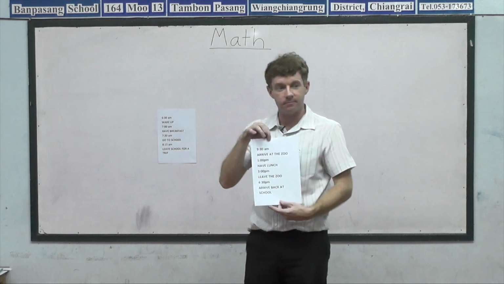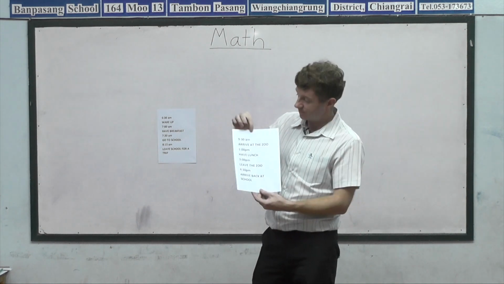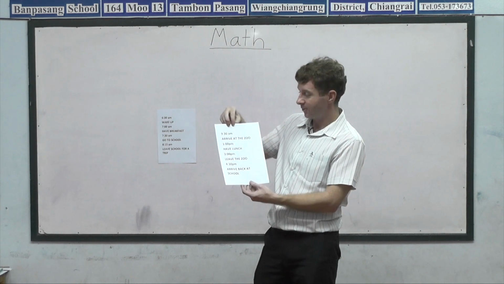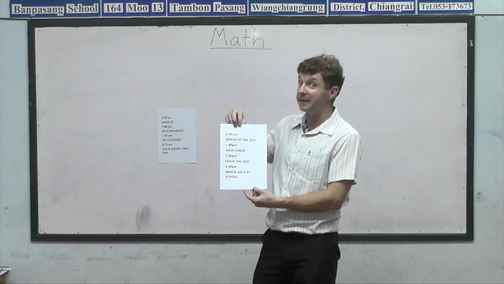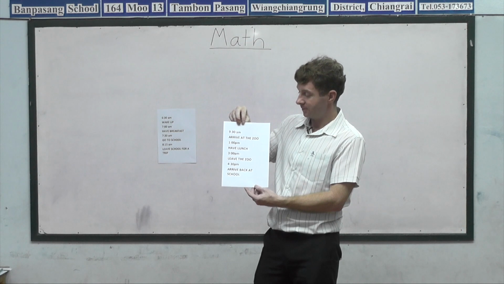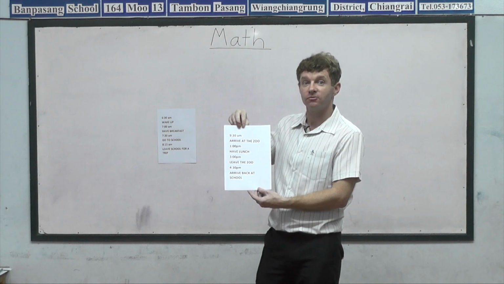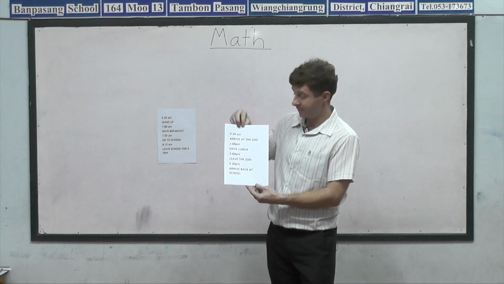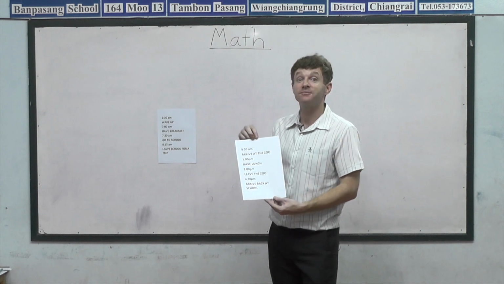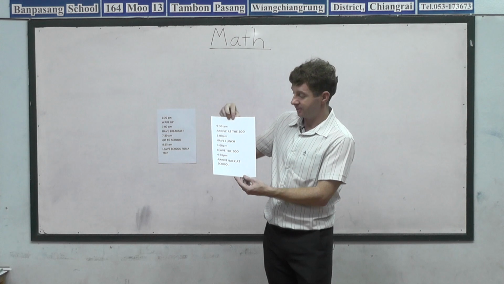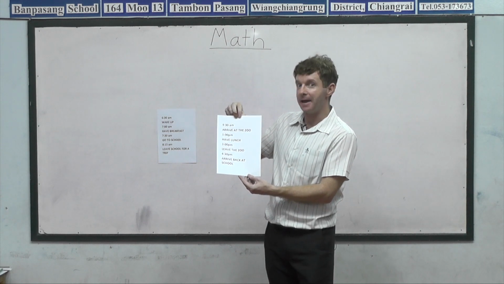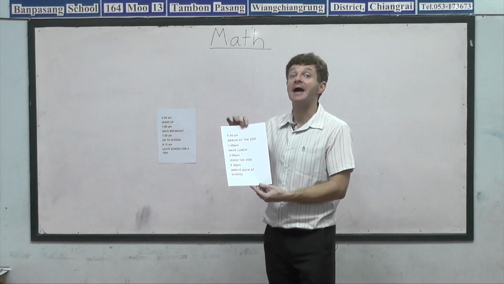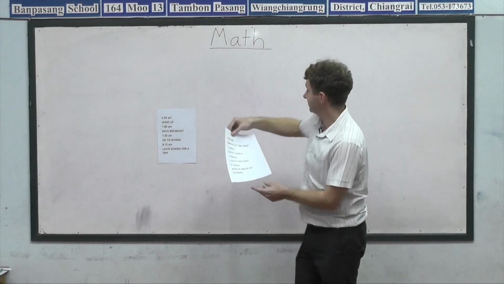9:30 a.m. Arrive at the zoo. 1 o'clock p.m. Have lunch. 3 o'clock p.m. Leave the zoo. 4:30 p.m. Arrive back at school.